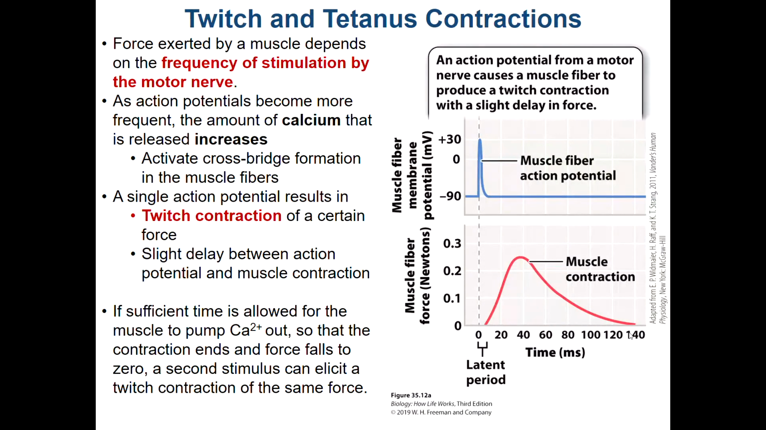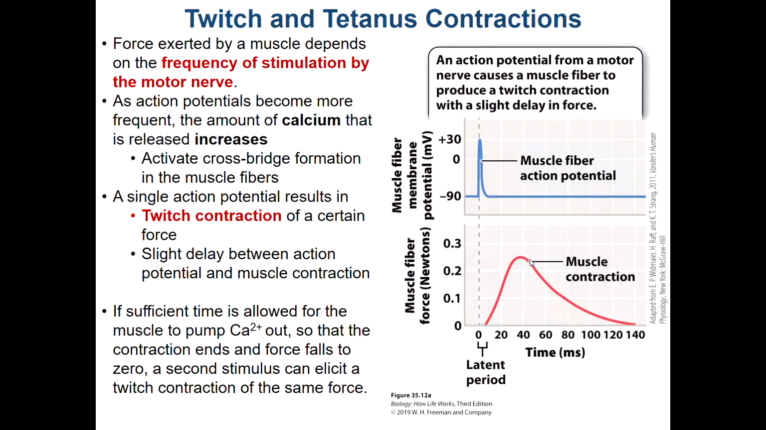If sufficient time is allowed for the muscle to pump calcium out so that the contraction ends and the force falls to zero, a second stimulus can elicit a twitch contraction of the same force. So anytime we're reaching this action potential, and then we have our muscle contraction, and then it falls back to zero, and our calcium is pumped out, then we can repeat that twitch contraction process.